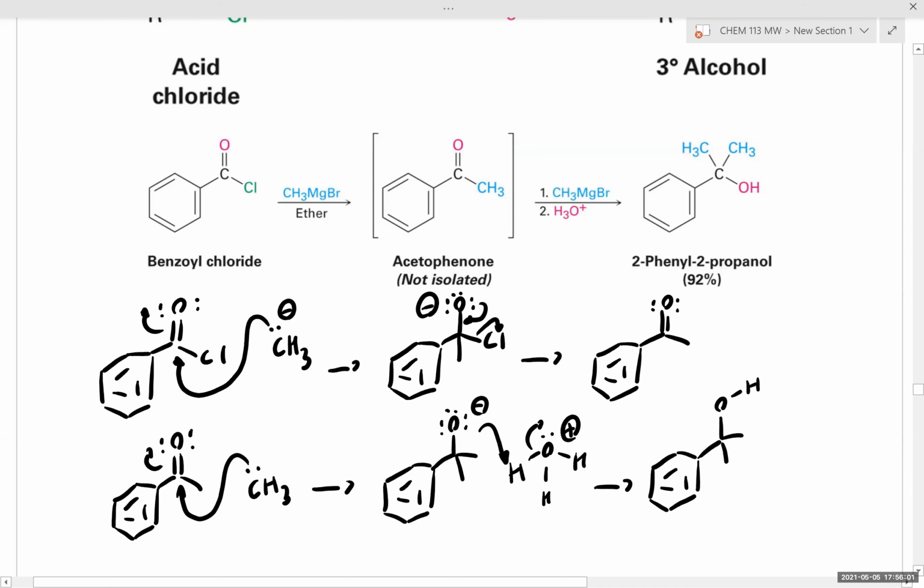Does this mechanism make sense? Reactions of acid chlorides or acyl chlorides with Grignard reagents?